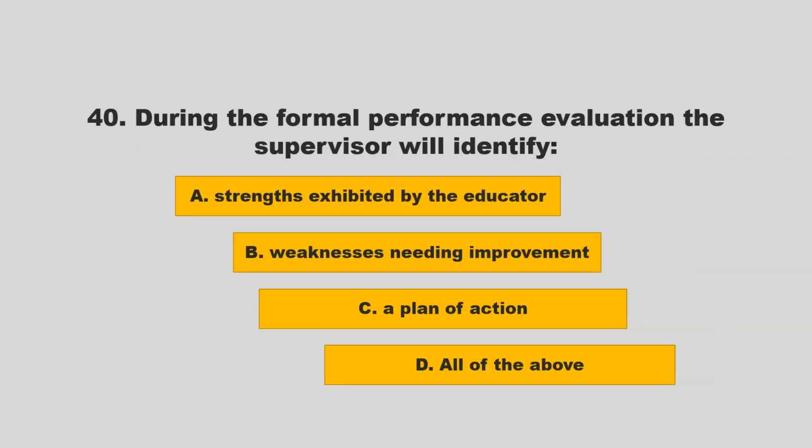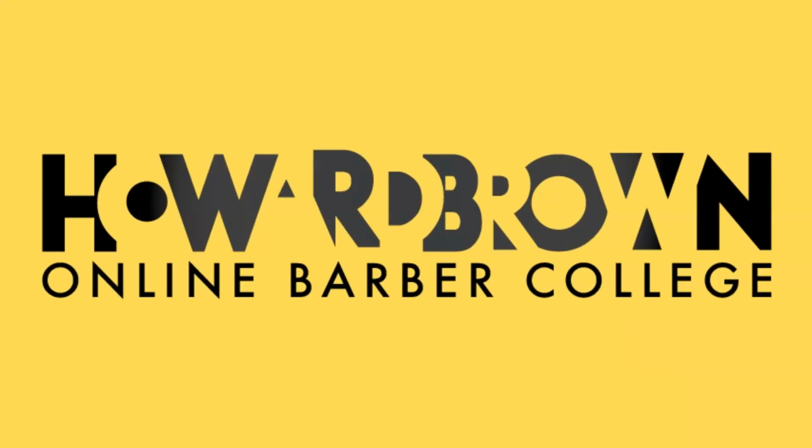During the formal performance evaluation, the supervisor will identify strengths exhibited by the educator, weaknesses needing improvement, a plan of action, all of the above. If you chose D, all of the above, you are correct.